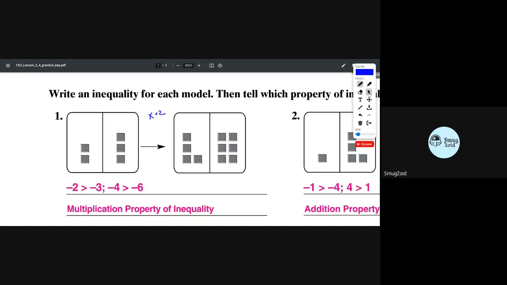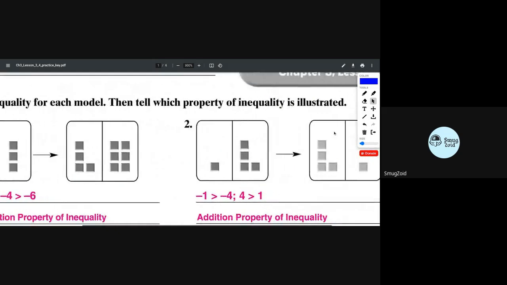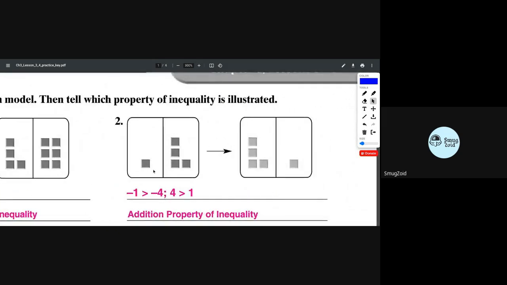Let's look at number 2. All right, going right along. Number 2 states you have -1 and -4. And all of a sudden something happens where now you have 4 and then you have 1. Well, what has happened is that you've added something to it. In this case, I've added 5 to both of them, and look what happened. So this is the addition property of an inequality. Okay, good. Now let's look at the next guy.